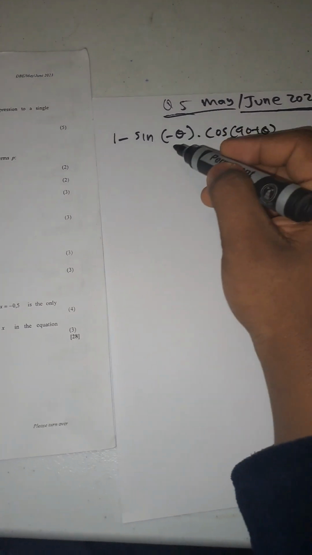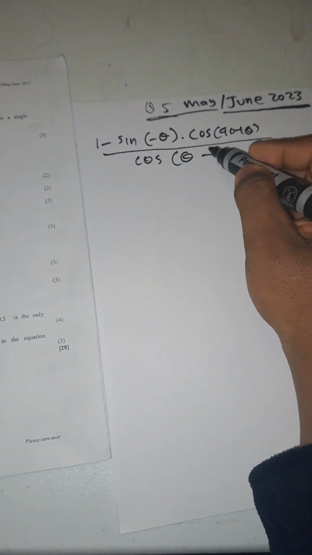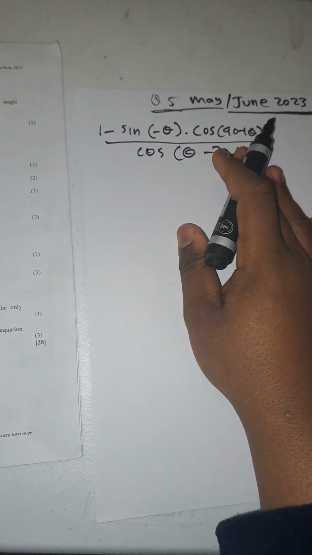So now let's start. I have 1 minus sine negative theta times cos 90 plus theta over cos theta minus 360, right? So now let's simplify this since I have the question.